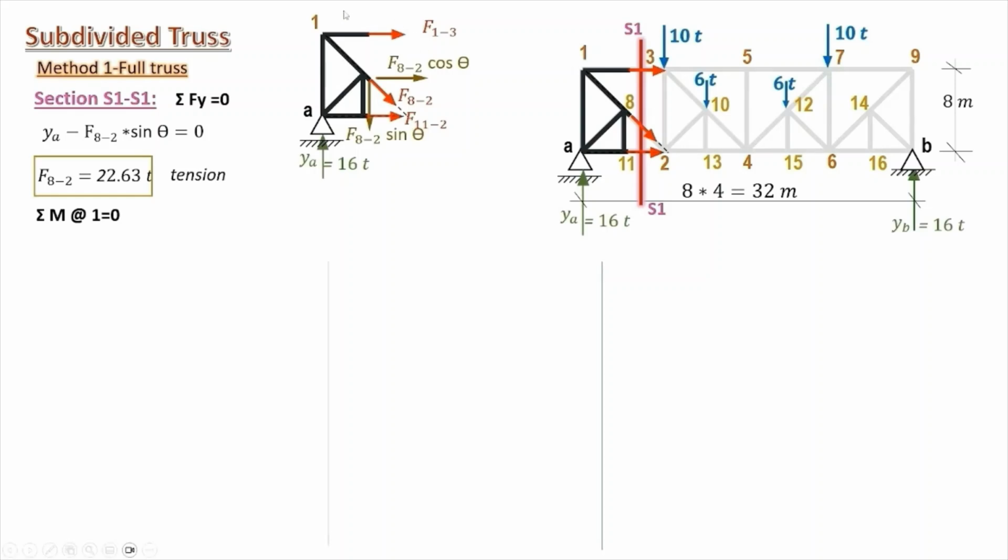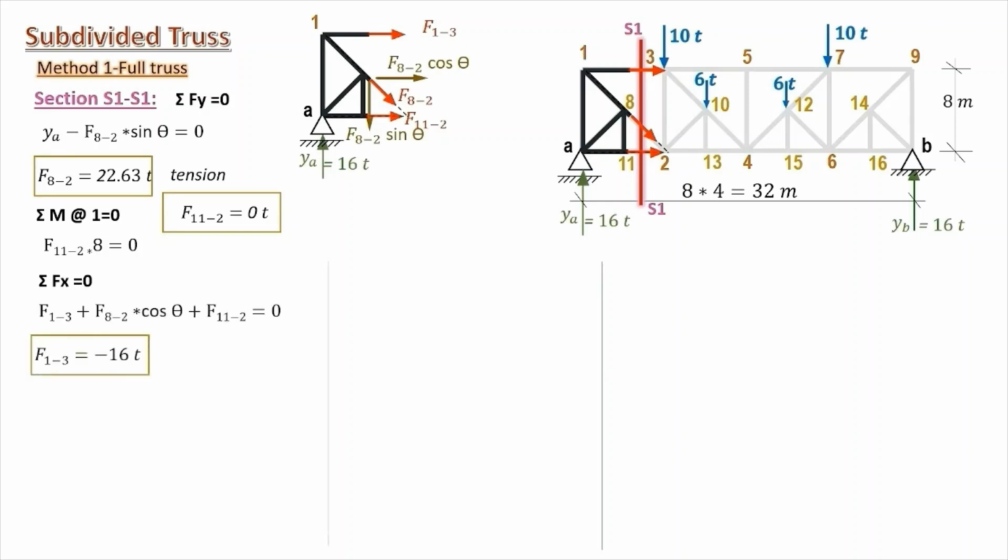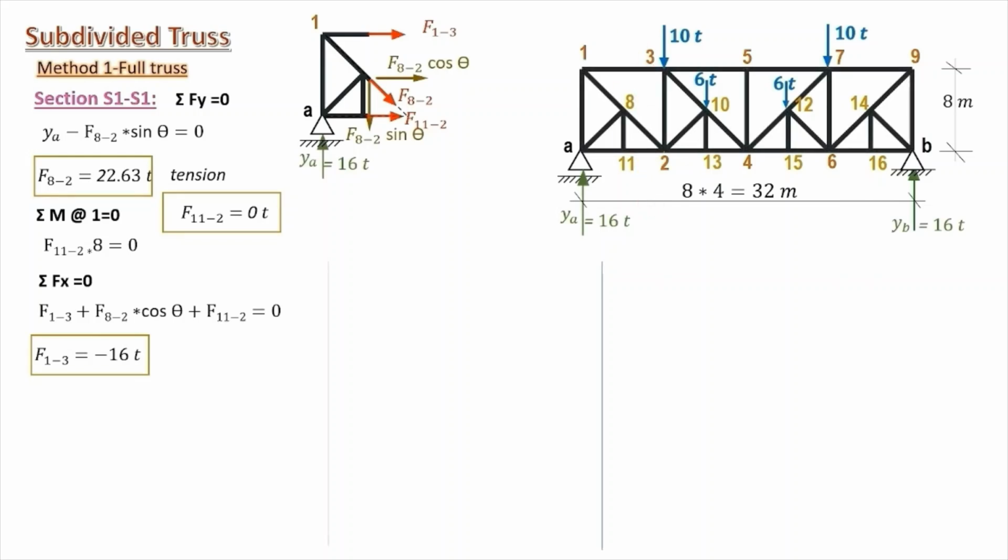Now taking moments about the joint 1, we cross out the forces 1, 3 and 8, 2 as those two forces pass by the joint 1, and we have an equation with the only unknown 11, 2. Here is our equation, the force in 11, 2 equals 0. Sigma forces in the x direction equals 0. Now we can compute the force in the member 1, 3 to be minus 16 tons, the compression force.